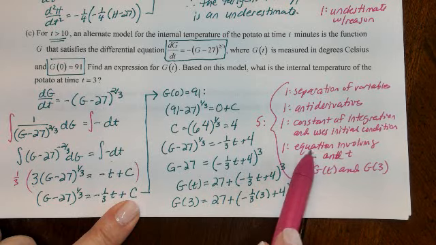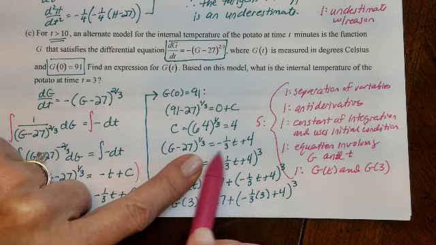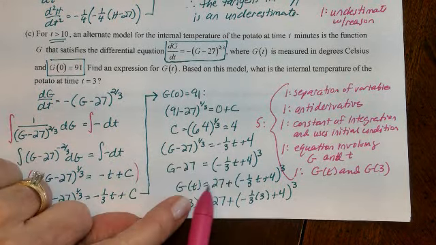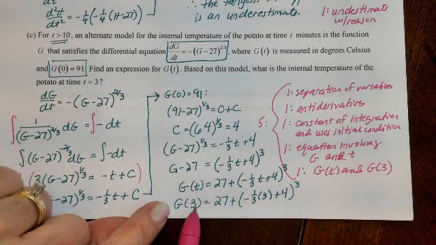1 point for your equation involving just g and t. So that would be like right here. That's where that was my equation just involving g and t. And then 1 point for solving for g of t and finding g of 3.